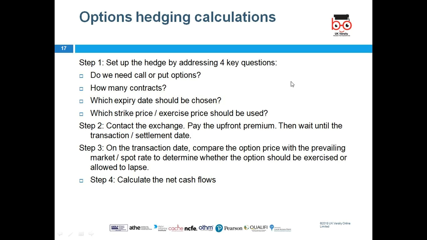So, option hedging calculations. Step 1, we set up the hedge by addressing the 4 questions. Do we need a call or a put option? How many contracts? Which expiry date should be chosen? And which strike price or exercise price should be used? Then contract the exchange and pay the upfront premium, and wait until the transaction and settlement date.